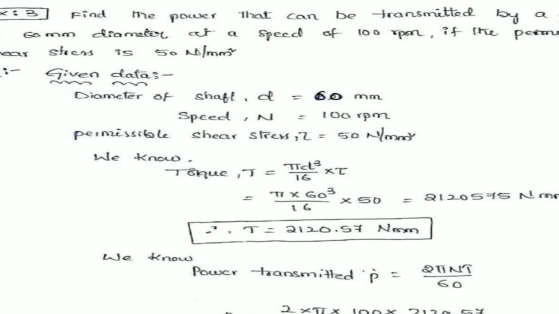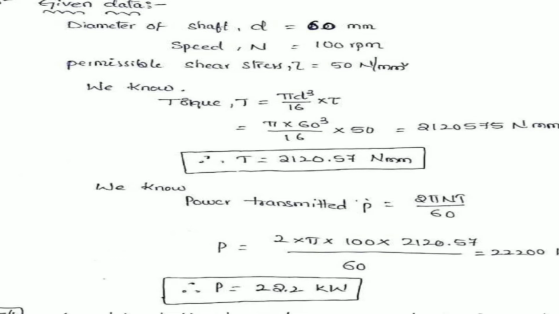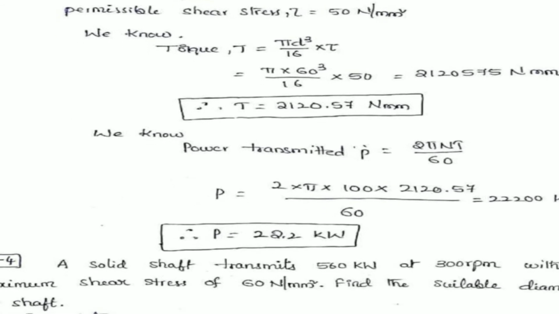Finally, torque T is equal to 2120.57 Newton meter. To find the power, you know the power formula, P is equal to 2 pi N T by 60. Finally, P is equal to 2 into pi into 100 into 2120.57 by 60, that is equal to 22200 watts. Finally, P is equal to 22.2 kilowatts.